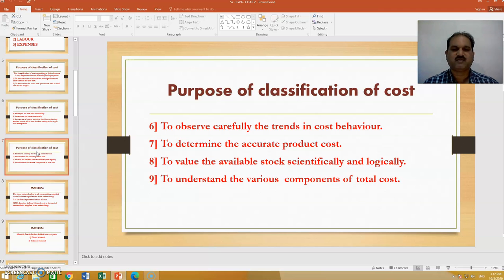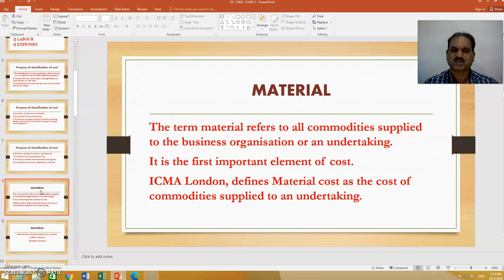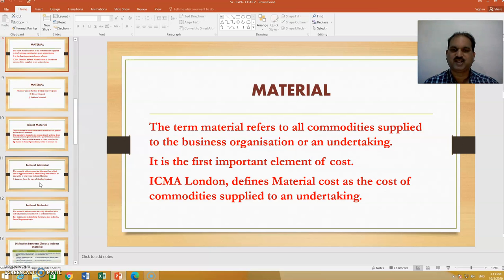See, the basic term costing means it is a technique and process of ascertaining the cost, and hence to value the available stock. Available stock includes the stock of work in progress, the stock of raw materials and the stock of finished goods. And the last purpose is to understand the various components of total cost. Now let's see each element in detail.